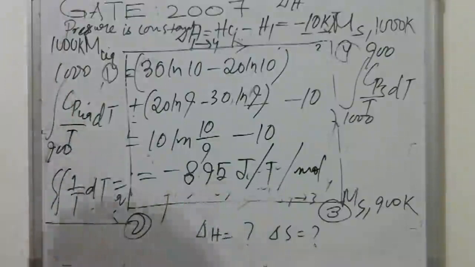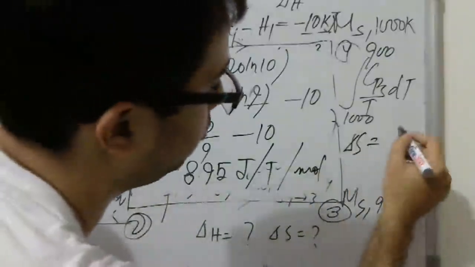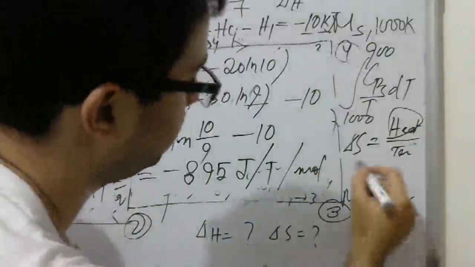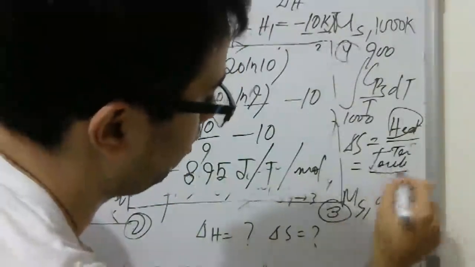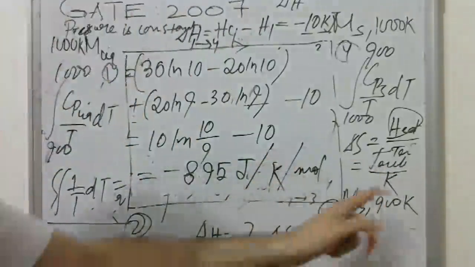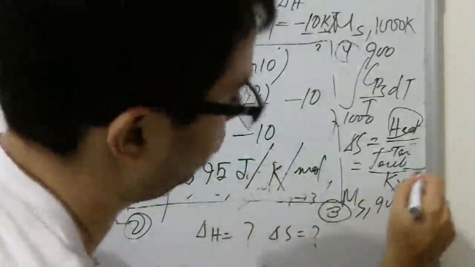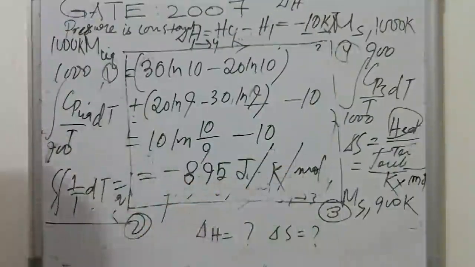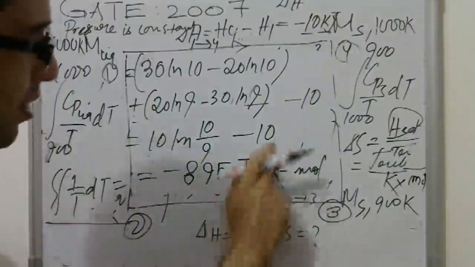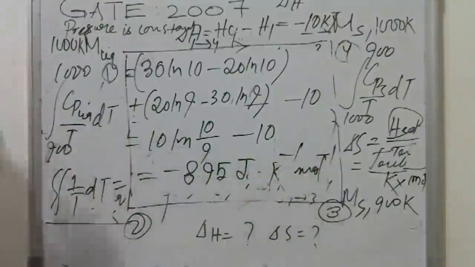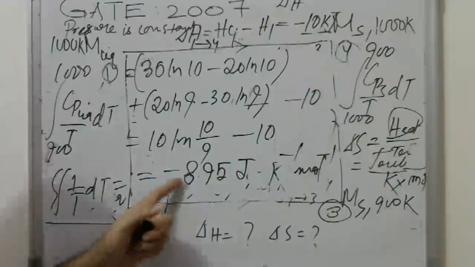How do you remember the unit of entropy? You just remember delta S is equal to heat by temperature. So unit of heat is joule and the unit of temperature is K. So joule per K, if it is for 1 mole, another unit comes in the denominator, so mole. So 8.95 joule per K mole. Okay, you normally write it this way, or mole inverse. So 8.95 is your answer.